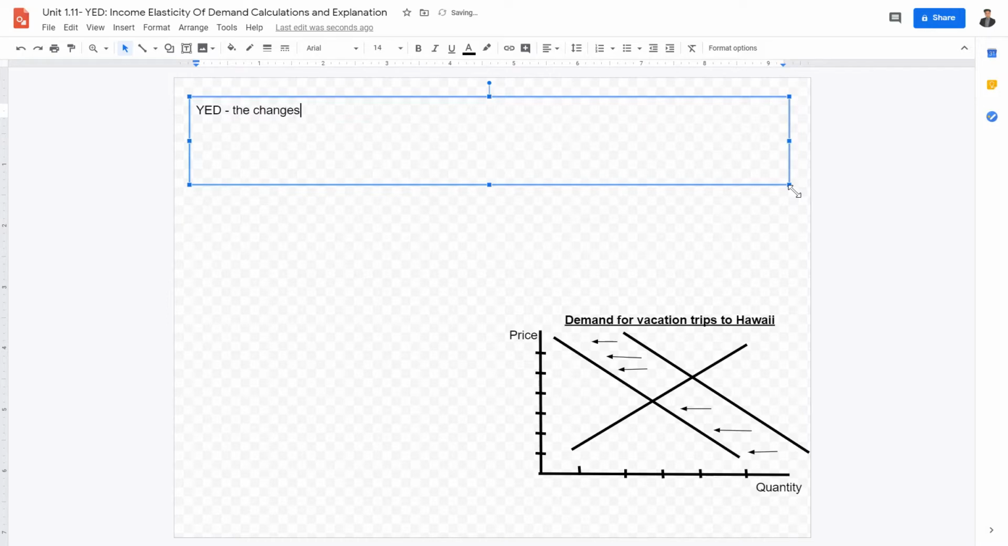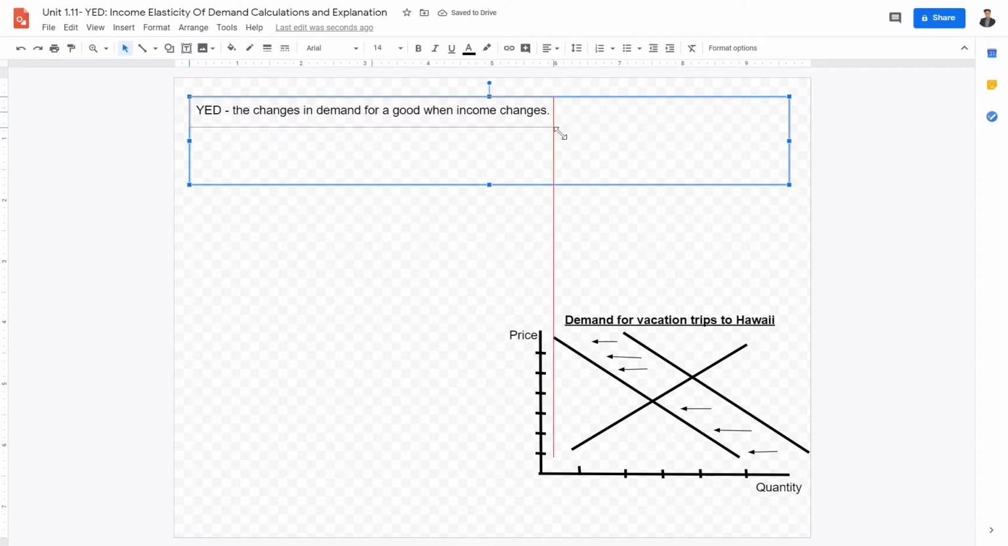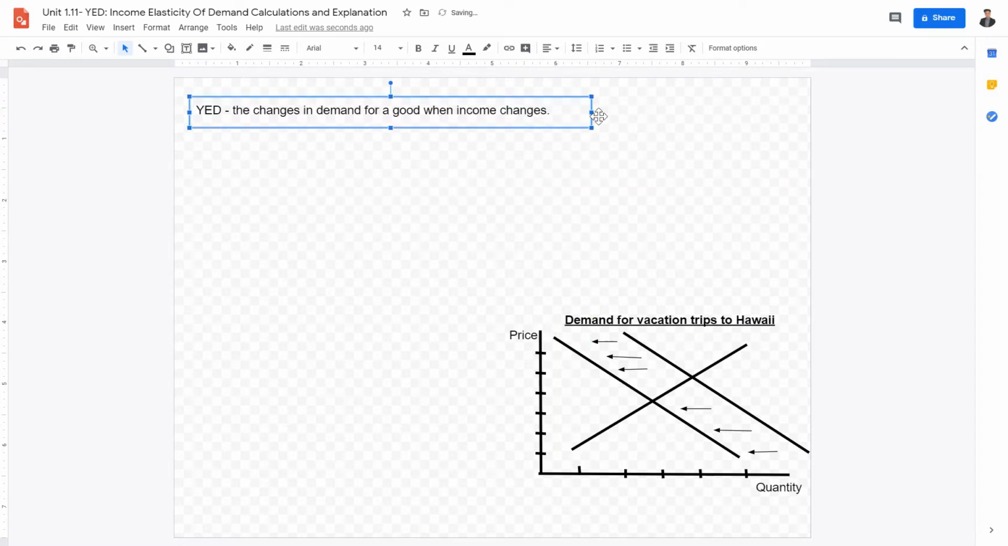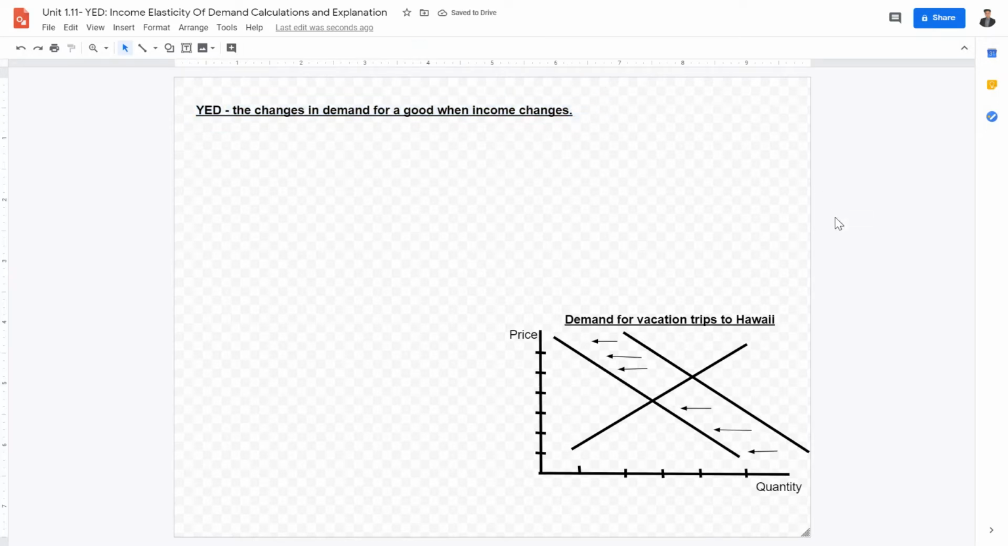YED measures the changes in demand for a good when income changes. So YED measures the change in the demand for a good as the income for a consumer changes, either when the consumer's income increases or when the consumer's income decreases. So YED measures the responsiveness of a consumer's change in demand as their incomes change.